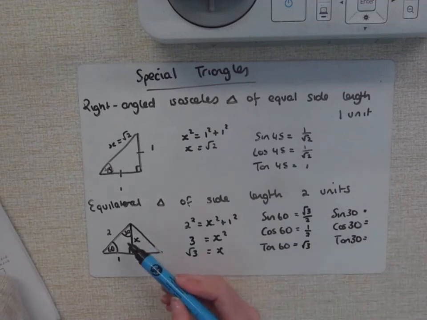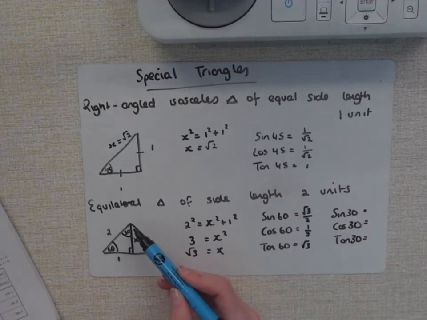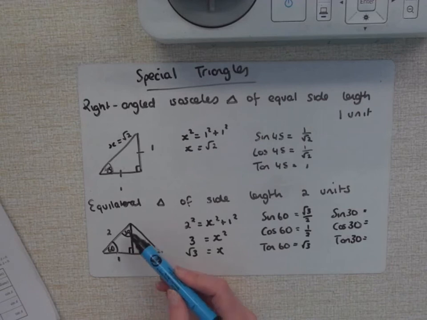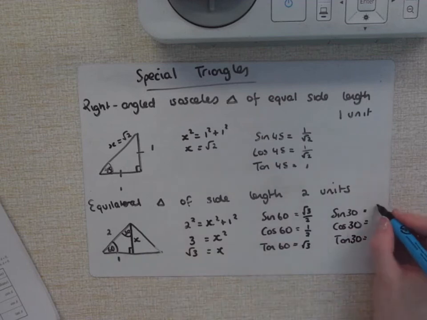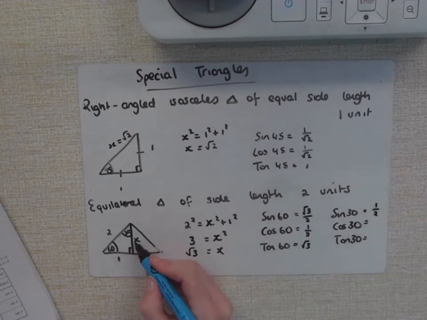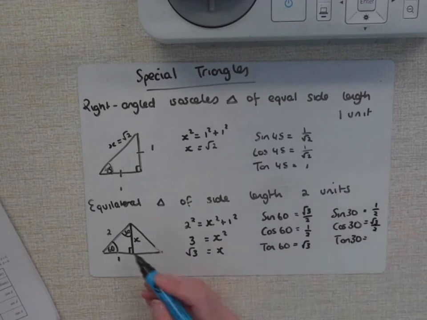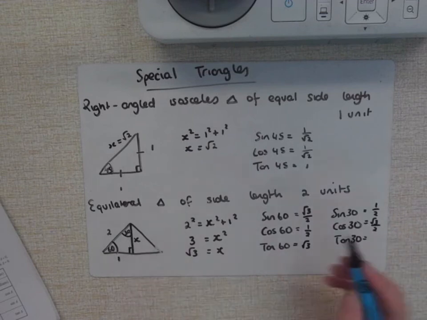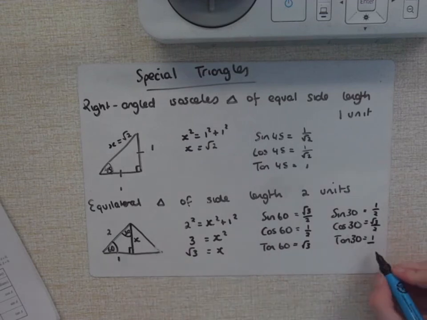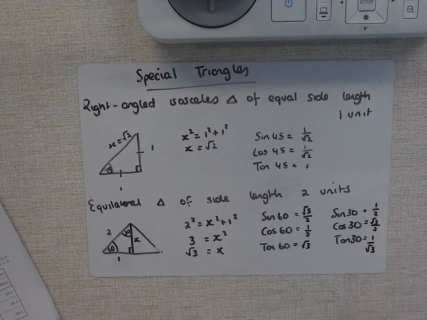And then for the 30, you're dealing with up there. So the opposite becomes the 1, and the adjacent becomes the root 3. Okay, so sine of 30 opposite over hypotenuse, 1 over 2, cos adjacent over hypotenuse, root 3 over 2, and tan opposite over adjacent, 1 over root 3.